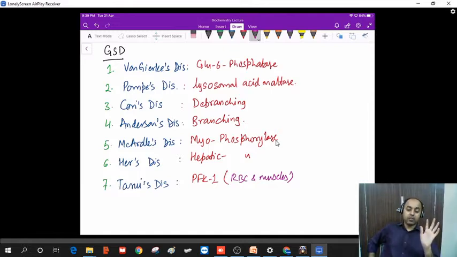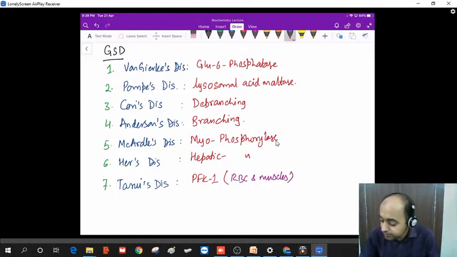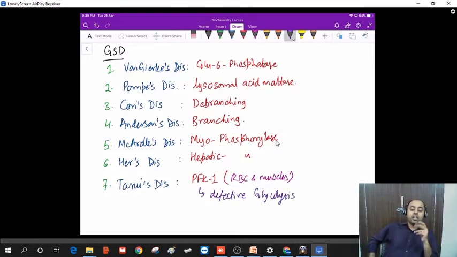7th is different from everyone. In Tharui's, the PFK1 is defective, meaning what you'll find is the defective glycolysis, whether it is aerobic or anaerobic, in RBC and in the muscles in these patients. Now, 2 things. Number 1, when are you going to suspect the glycogen storage disorders? What are the findings which will make you start suspecting the glycogen storage disorders?